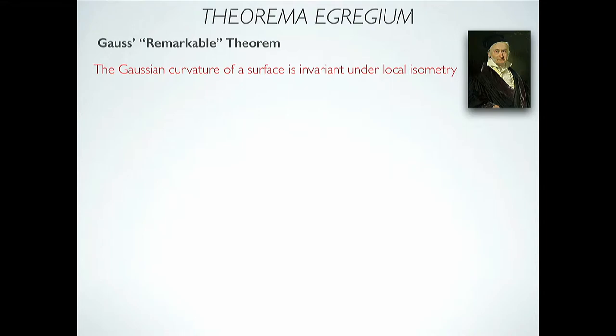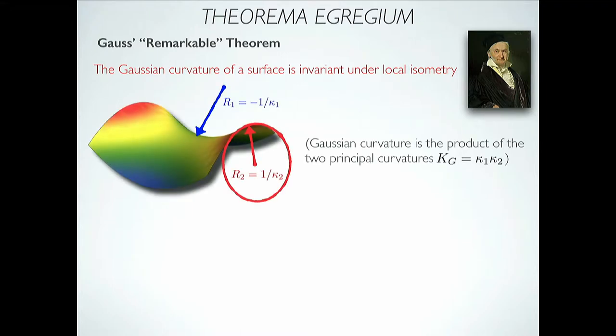Well, it's useful because there's a theorem due to Gauss called Gauss's remarkable theorem that says that the Gaussian curvature of a sheet doesn't change when you do an isometric deformation. So what's the Gaussian curvature? If I do this, I can write down two curvatures. There's one in this direction and there's one in this direction. Okay? And the Gaussian curvature is just the product of those two curvatures.